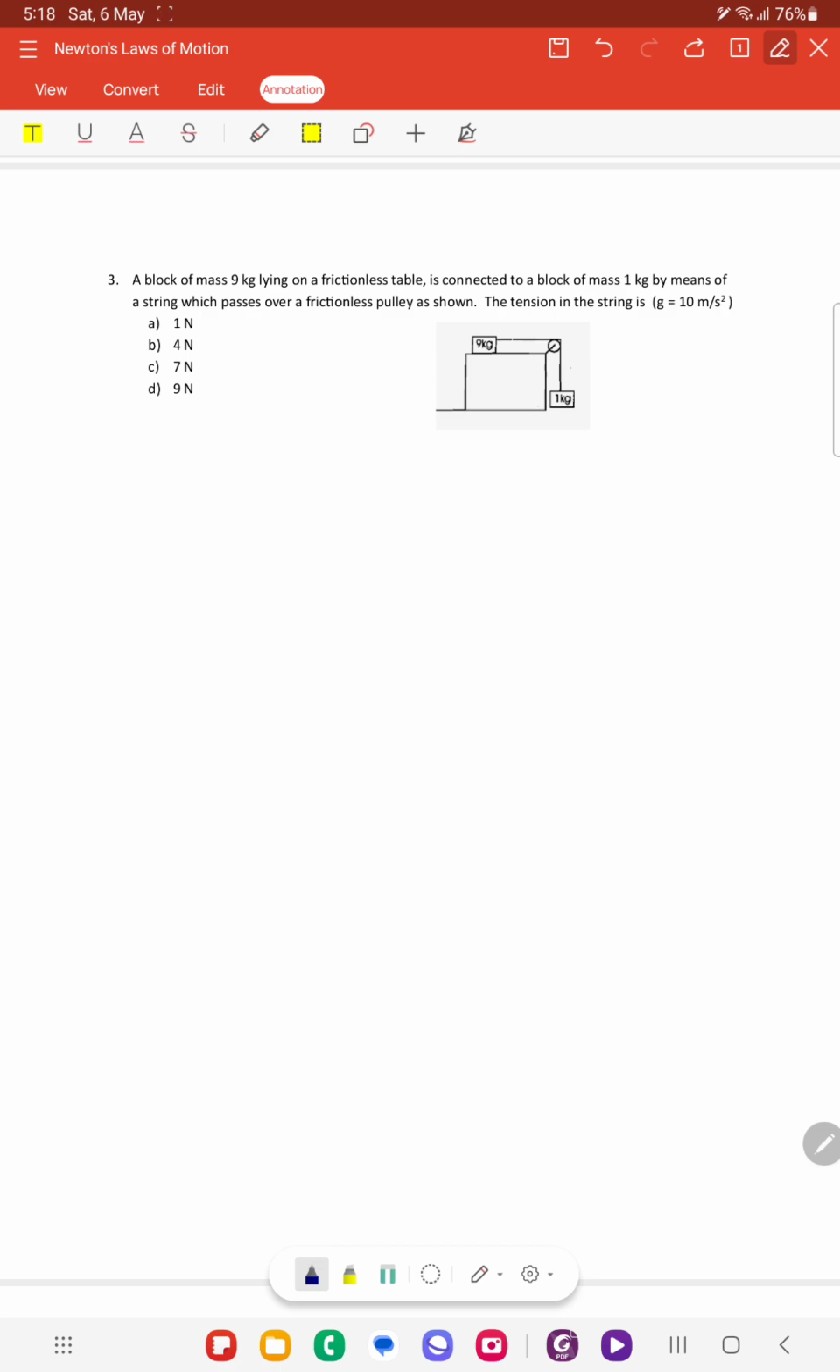Question number 3. A block of mass 9 kg lying on a frictionless table is connected to a block of mass 1 kg by means of a string which passes over a frictionless pulley as shown in the figure. What is the tension in the string? So we have the two blocks of masses 9 kg and 1 kg. They are connected by a string which passes over the frictionless pulley. This is 1 kg. Let us consider this is mass m1.